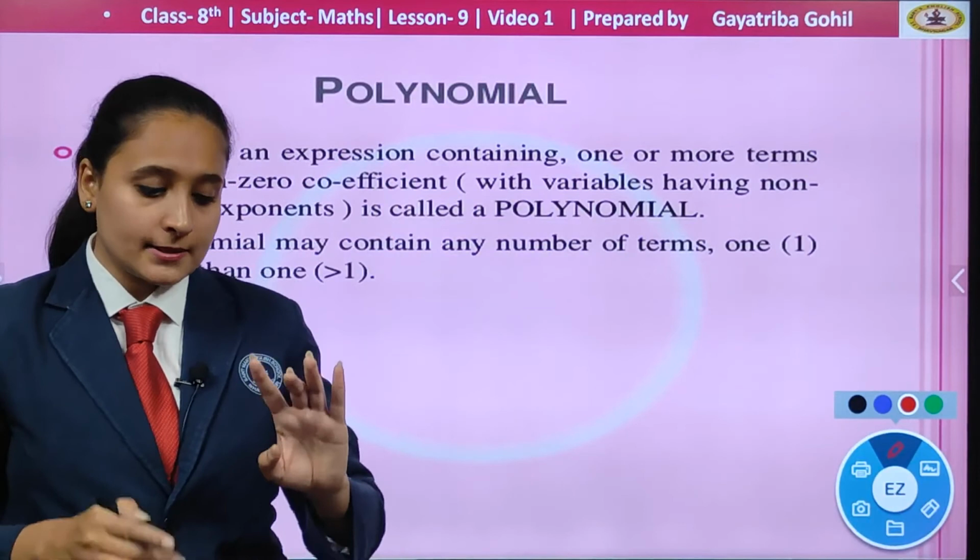Then we have 0.3a minus 0.6ab plus 0.5b. So, the terms are 0.3a, minus 0.6ab and 0.5b. And what are the coefficients? 0.3, minus 0.6 and 0.5. These will be the coefficients.